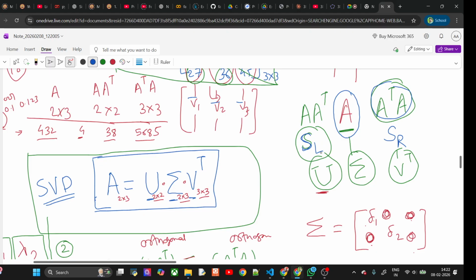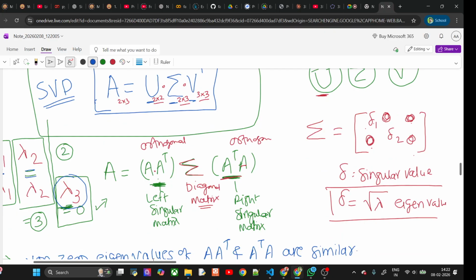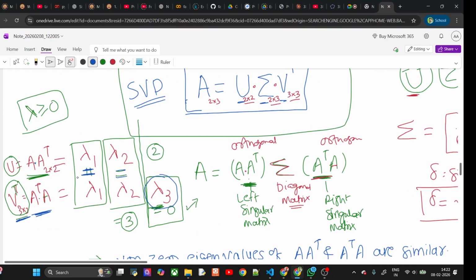So A into A transpose is nothing but your U, and A transpose A is nothing but your V transpose, and sigma is nothing but your eigenvalues. You said that A into A transpose has some eigenvalues, and A transpose A has some eigenvalues. But if we actually calculate those eigenvalues, the non-zero eigenvalues will be similar.